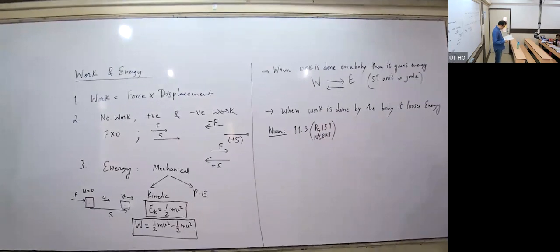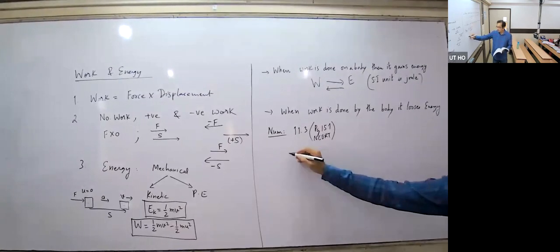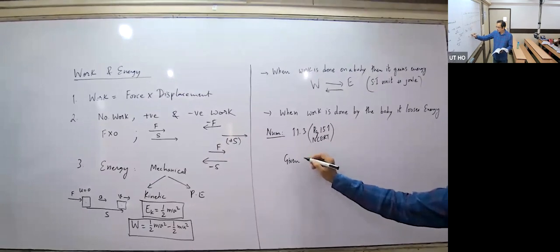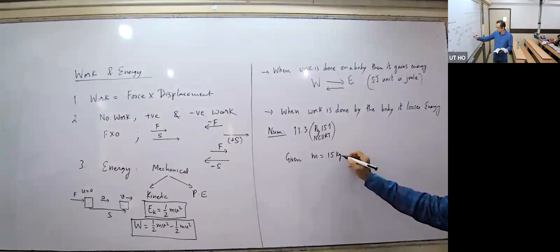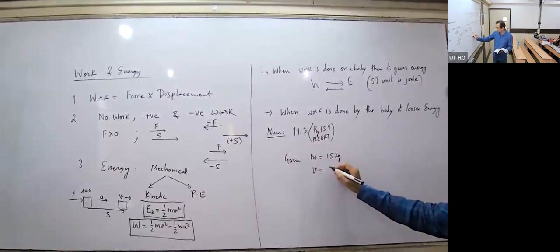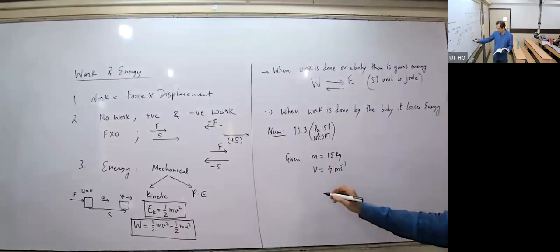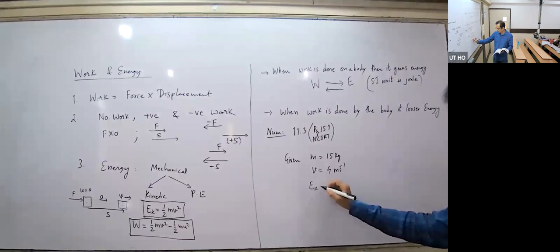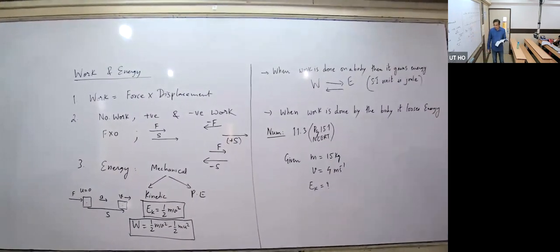An object of mass 15 kg is moving with a uniform velocity of 4 meters per second. So what is given? Mass is given. m is equal to 15 kg and v is equal to 4 meters per second. What is the kinetic energy? So you have to find out Ek is equal to what? So this is half mv square, right?